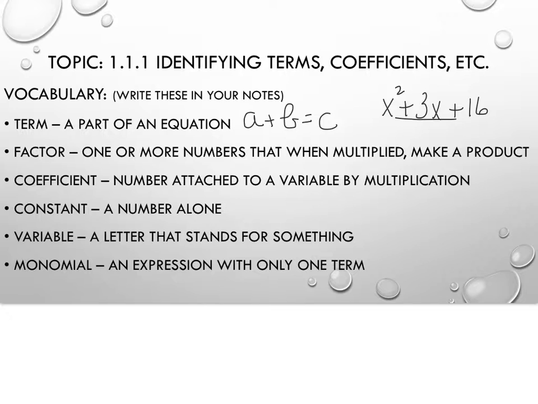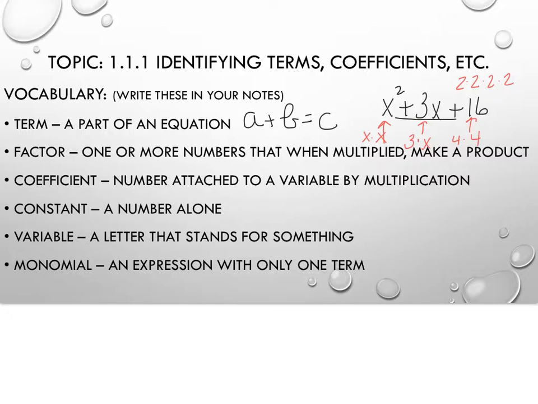The next word is factor, meaning one or more numbers that, when multiplied, make a product. So let's look right here. The factors of x squared are x and x. The factors of 3x are 3 and x. The factors of 16, you could say, are 4 and 4, but then each of the 4s can break down into 2 times 2, so it's a prime number, so that you're dealing with prime numbers. So 2 times 2 times 2 times 2. Of course, we'll go over these more on other slides.